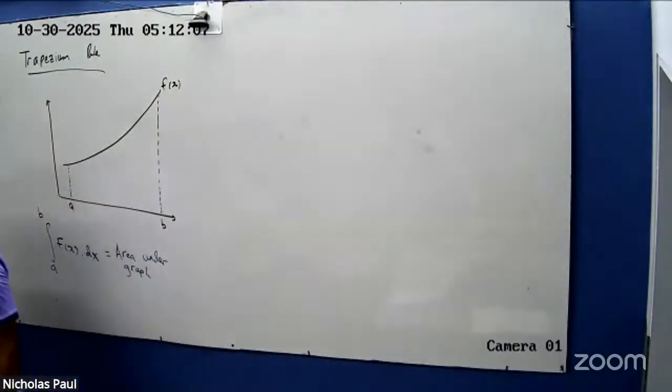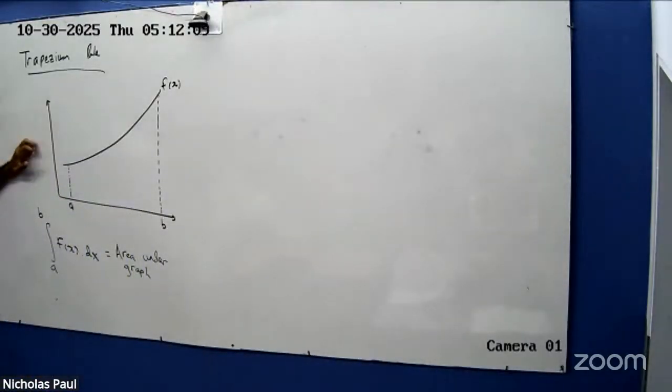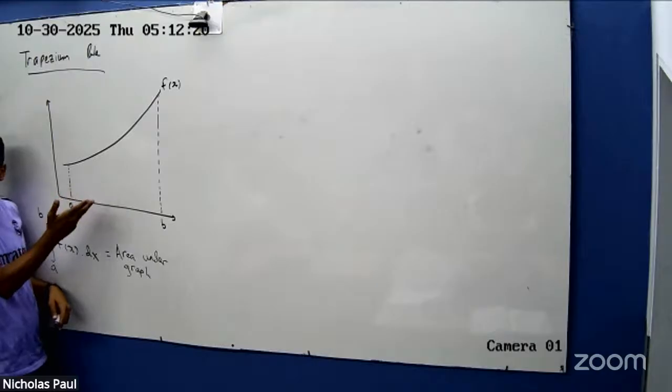Right, sorry. So watch here. Really and truly, when we integrate, we are actually finding the area under the graph. The way to find the area under the graph without using integration is if we can convert this to a shape, right?